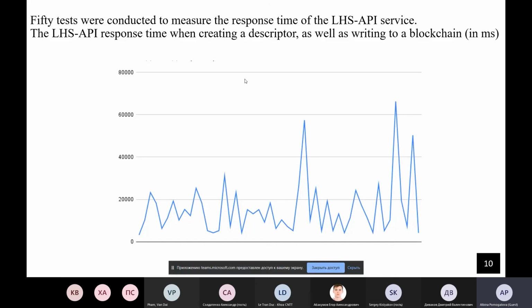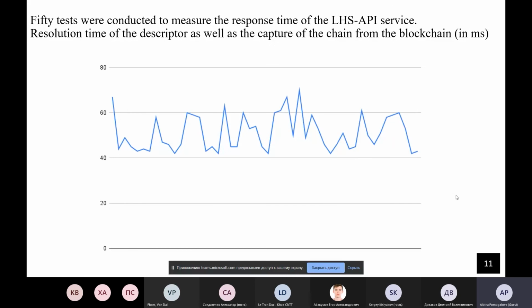And the first one is LCS API response time when creating a descriptor as well as writing to a blockchain. As we can see, it's quite fast, but there are some problems when we have quite a big amount to write to the blockchain system, and it takes a little bit more time. The next one is resolution time of the descriptor as well as capture of the chain from a blockchain in milliseconds. As you can see, it's quite stable at 60 milliseconds, but we may also try to make it a little bit faster.